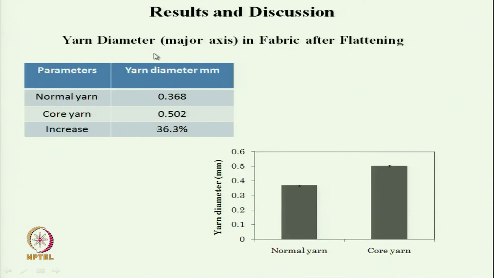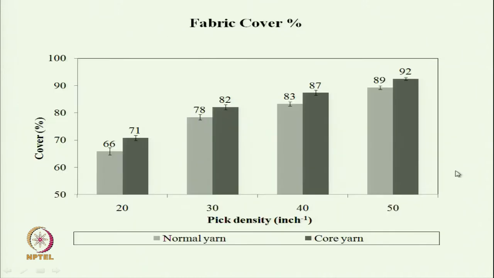The yarn diameter, that is the major axis in the fabric after flattening, for normal yarn is 0.368. The core yarn has become 0.502, although their linear densities are the same, 20 English count, and these are taken from the fabric stage. So, there is a 36% increase in the major axis diameter.